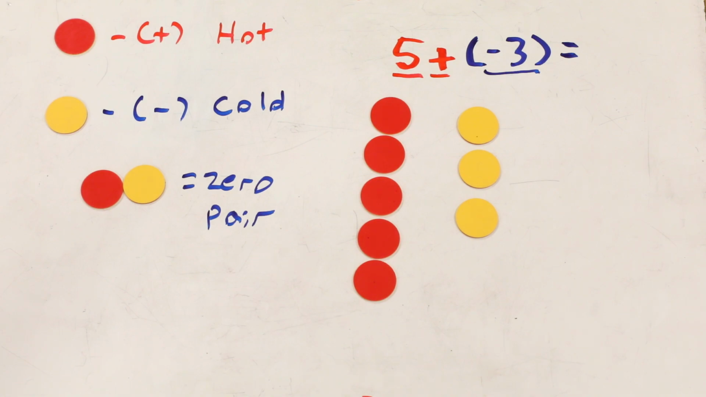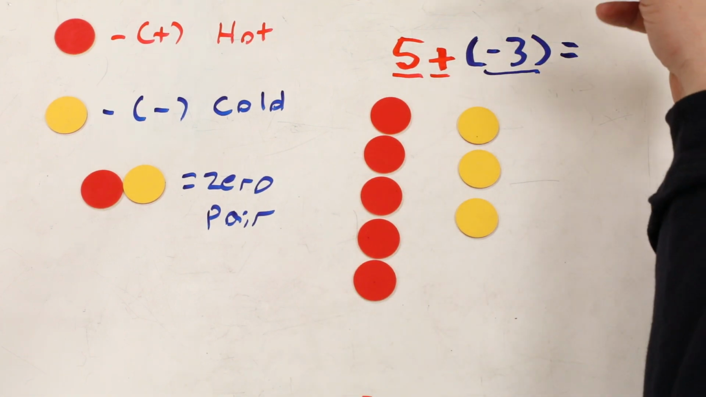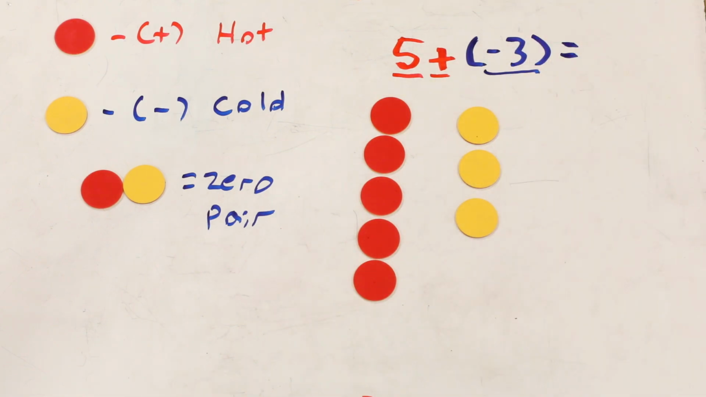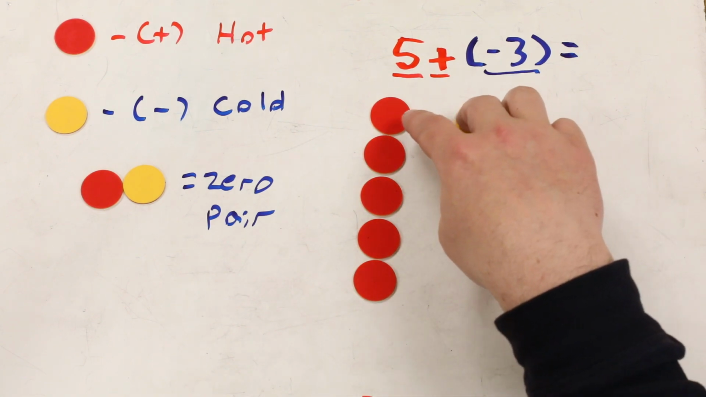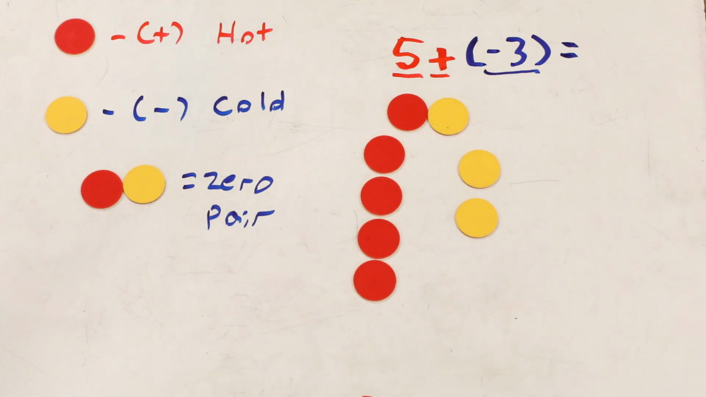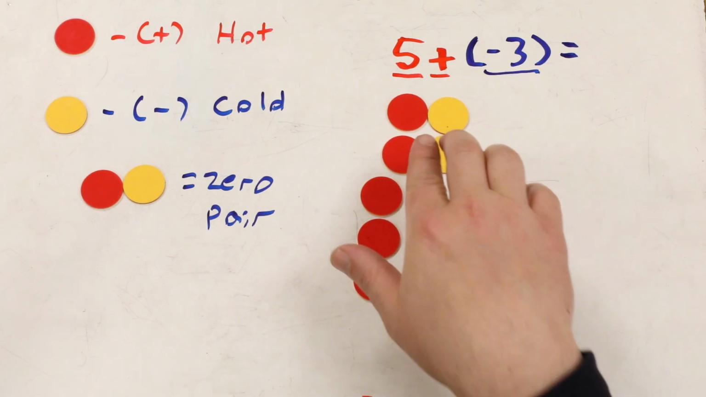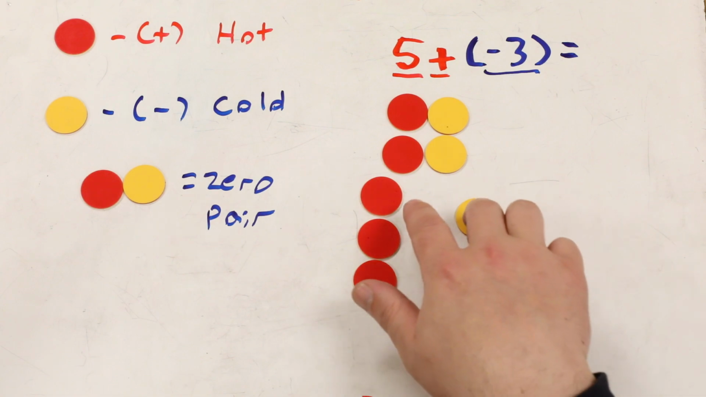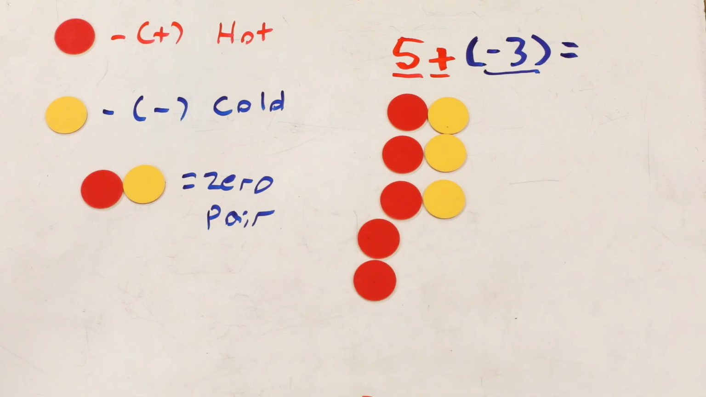So our answer, if we're thinking of this as temperature, we're thinking our temperature is 5. If we add in 3 colds, our temperature is going to get colder. So our answer has to be less than 5. So I can see that I have positives and negatives here. So I can see that these two can form a zero pair. These two can form a zero pair. And these two can form a zero pair. And since they have no value, we can take them off our board.